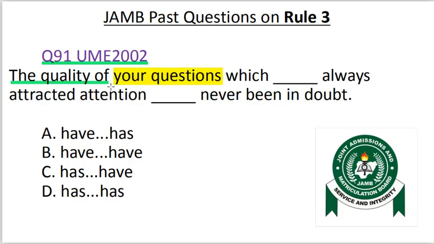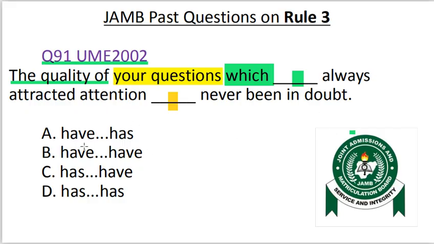Remember, one is a singular noun. The same way, the quality, not qualities, the quality is a singular noun. Which is a relative pronoun. In this case, like we said, whenever we have a relative pronoun, the verb immediately after the relative pronoun is going to be plural. And the verb in the second clause, the second verb, is going to be singular. The same rule applies. Now, let's see the options.